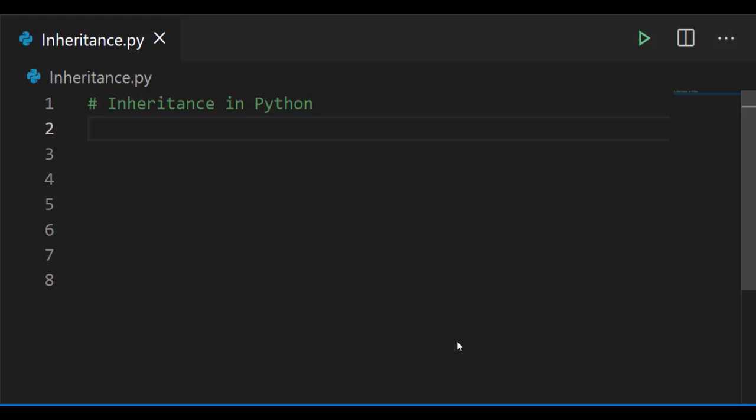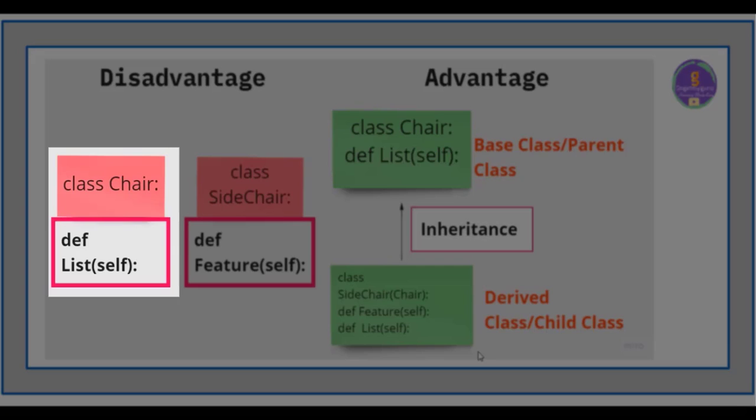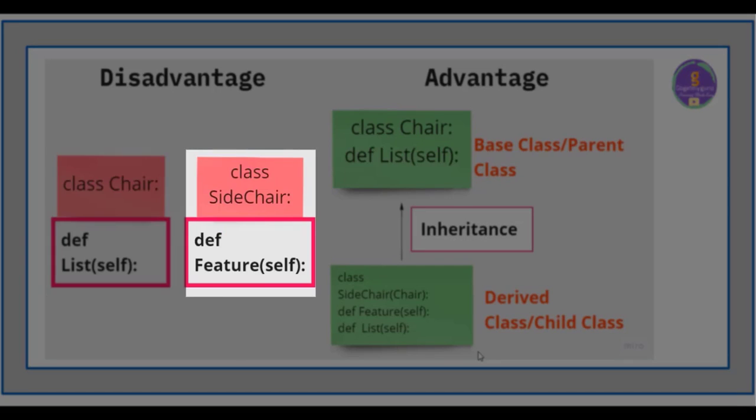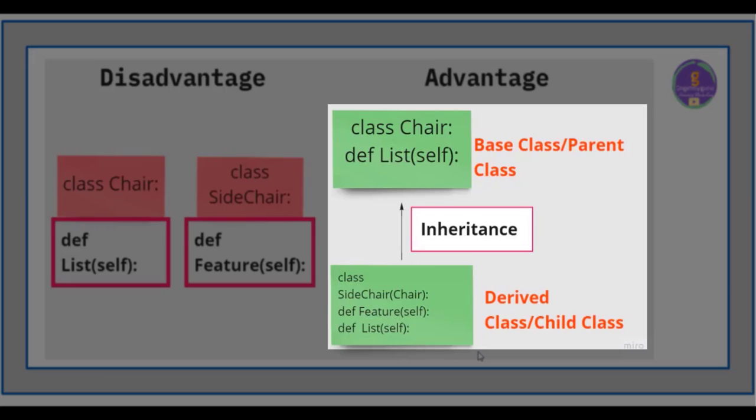Before we start the concept of Python inheritance, let's see one diagram for why inheritance is used and what issue it will solve. Suppose we are creating a list of chairs in a chair class that will have different types of chairs like side chair, armchair, etc. Instead of creating separate classes, we'll create one class which follows or inherits some common attributes and methods.